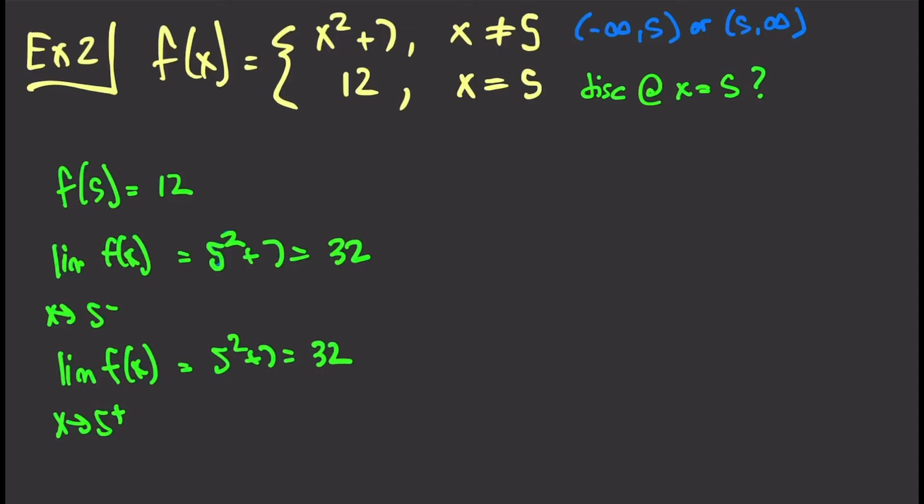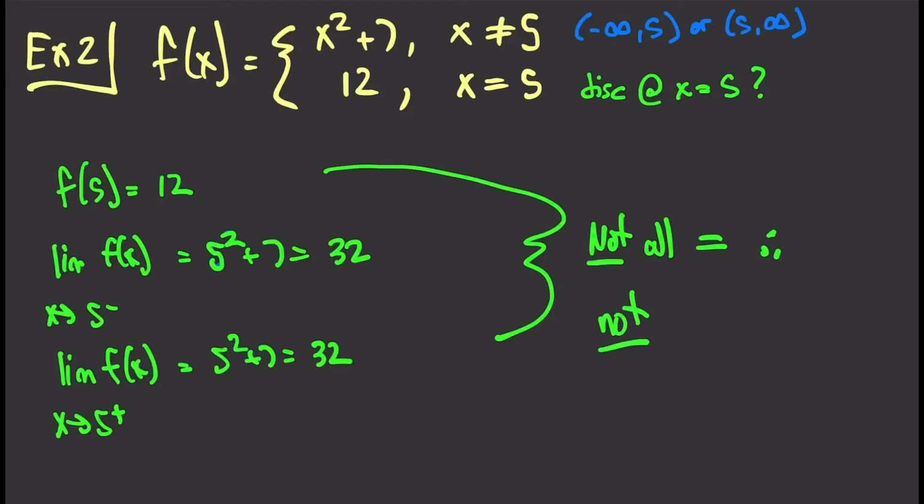So what do we notice here? We notice that these are not all equal. Therefore, it's not continuous. Well, if it's not continuous, it has a discontinuity. All right, so the second part of the question is, if it's not continuous, what type of discontinuity does it have? And this is where we have to take a look at the limit.